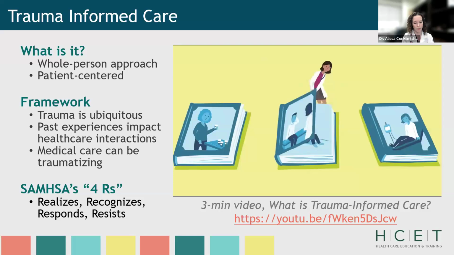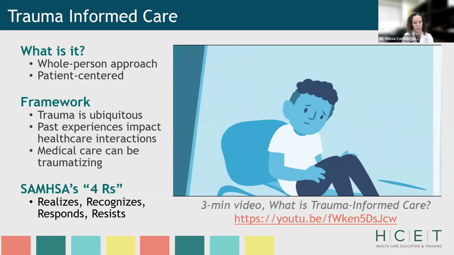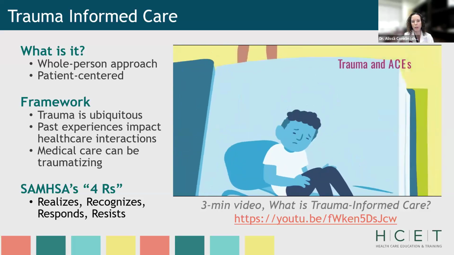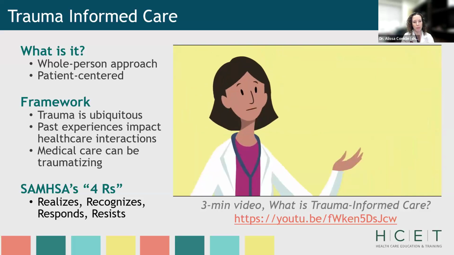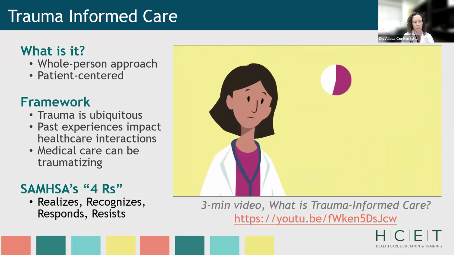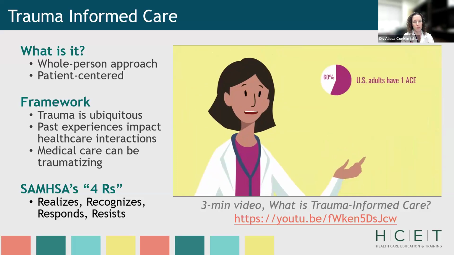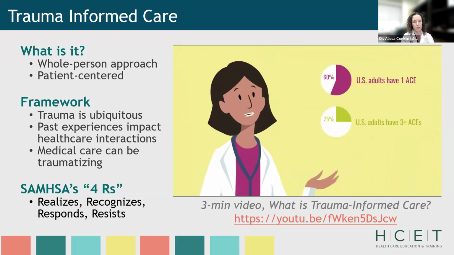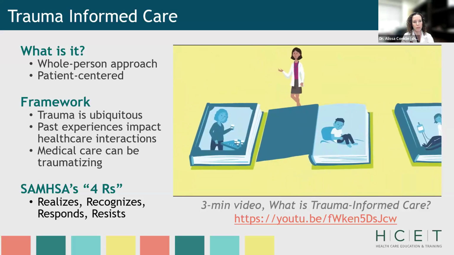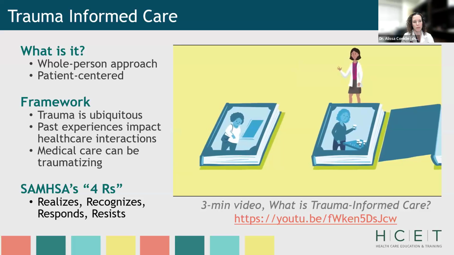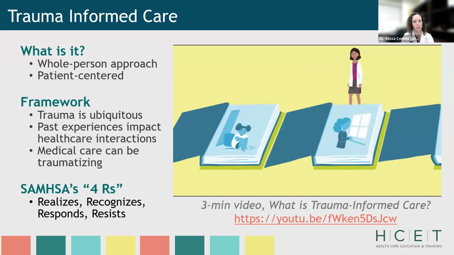Then I realized something. From an early age, many of my patients were exposed to trauma and adverse childhood experiences, or ACEs. This includes emotional, sexual, or physical abuse, violence, neglect, discrimination, poverty, and other adverse events. ACEs are more common in the US than you'd think. In fact, 60% of US adults have 1 ACE, 25% have 3 or more ACEs, and 16% have 4 or more. ACEs occur in all socioeconomic groups, but are more common in low-income and minority populations.